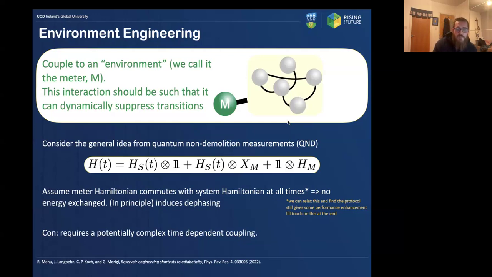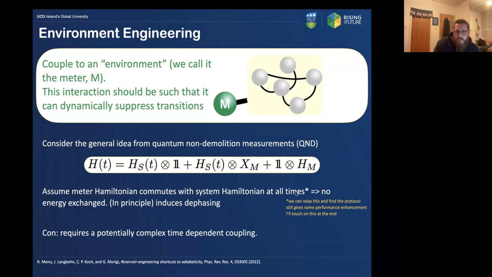And in fact, this is the kind of picture that we had in mind. We said, okay, let's take our problem Hamiltonian that we want to achieve this adiabatic dynamics for, and we're going to couple it to what we call a meter. This is the standard nomenclature in these QND type settings. We want this meter to interact with my full problem Hamiltonian in such a way that it essentially induces a dephasing, that it suppresses any coherences being built up in the energy eigenbasis, and that should be enough to essentially effect an adiabatic dynamics. And then we want to see what level of control we have if we tune up something like the interaction strength here.